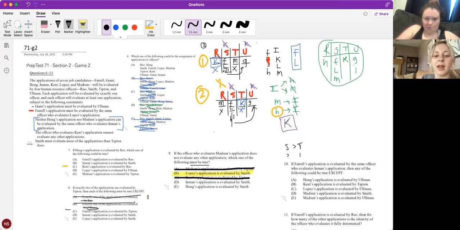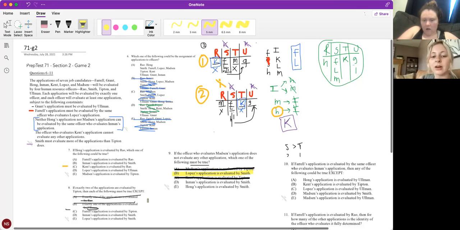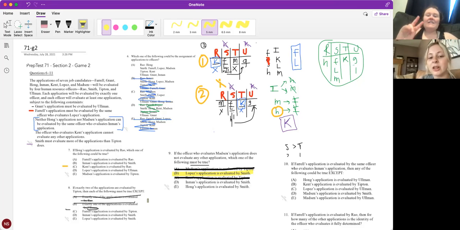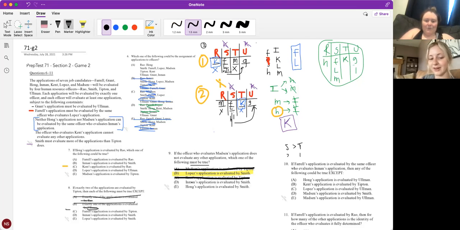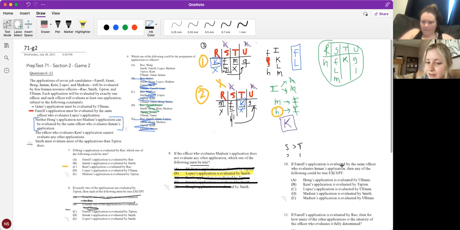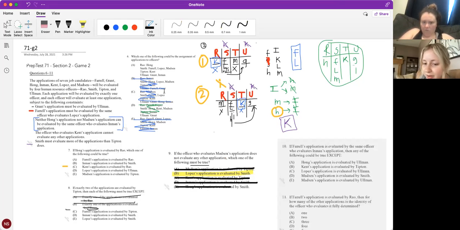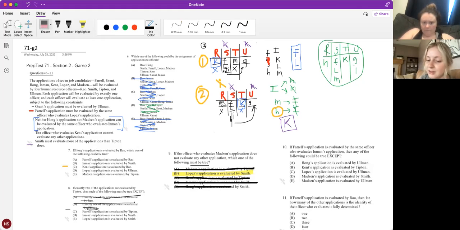I is evaluated by S. That is a possibility, right? Oh no, because it could be G. H or I. Or U. So that's why D and E are both wrong. Correct. Fabulous. All right, let's go on to number 10. Okay, so if Farrell's application is evaluated by the same officer who evaluates Inman's application, F and I have to go together. Oh, you're so good.